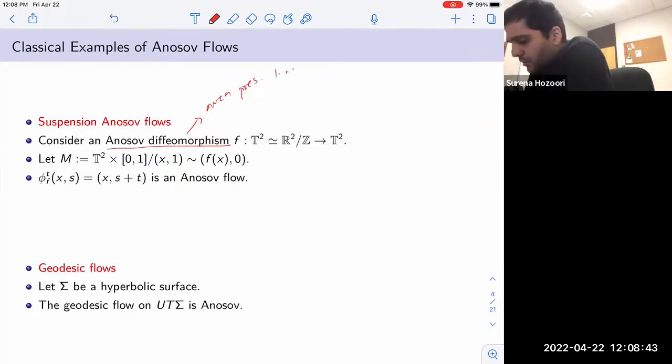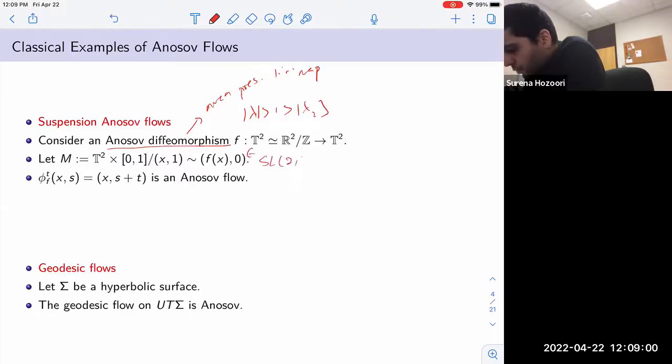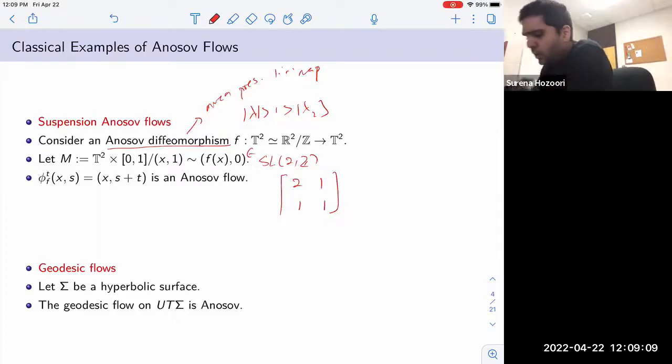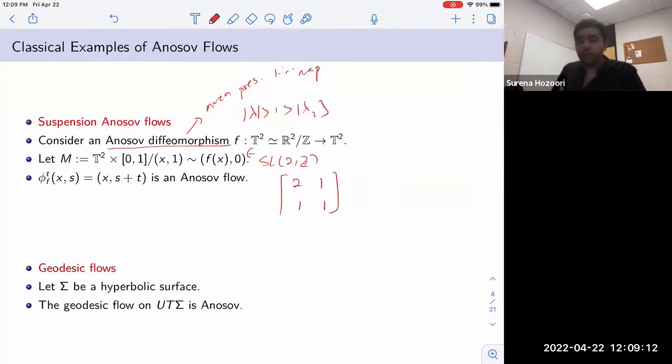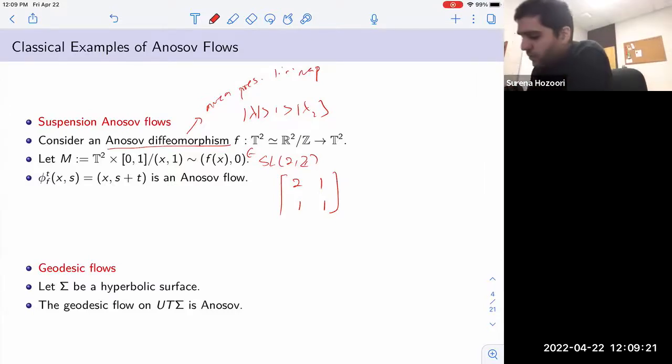such that you have one eigenvalue with absolute value bigger than one, and the other with absolute value less than one. That means you can think of F as a member of SL2Z. I think an example would be given by this matrix, if I remember correctly. The same way that you can define a torus bundle of this map, you can also induce some sort of flow on it. So what we're doing is that we define M as this torus bundle.